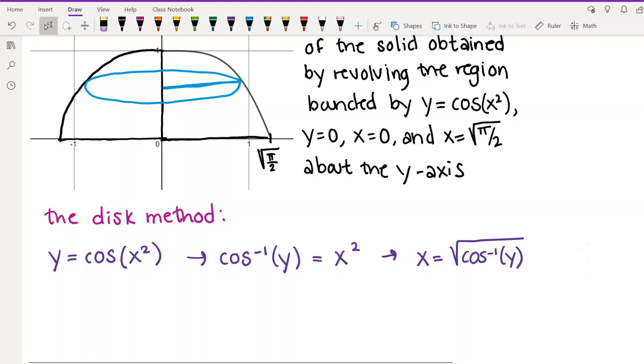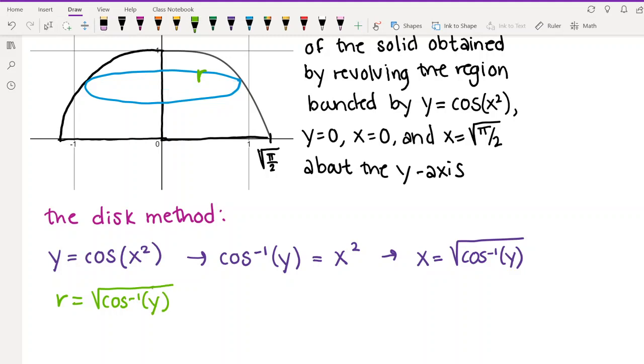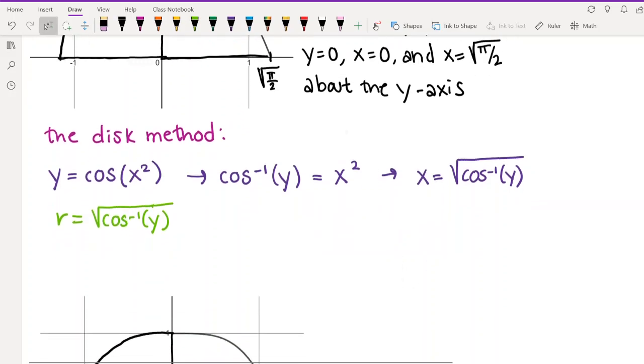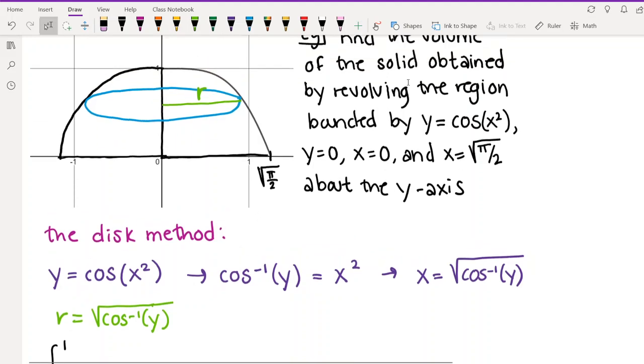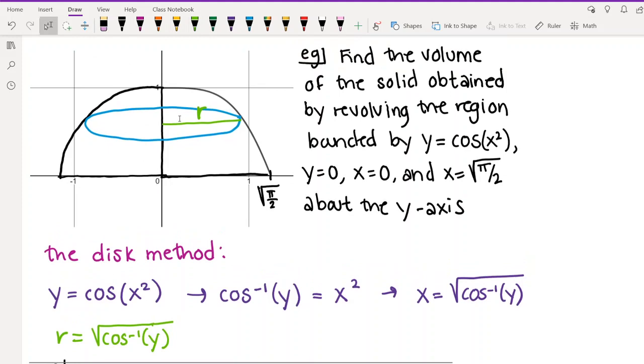Okay, so that would be our radius, right? So now we know that the radius would be equal to the square root of inverse cosine of y, because that's our graph, right? That's the curve that is determining that radius. Okay, so let's actually set up this integral. So this integral would now be the integral from 0 to 1, right? Because we're looking at the y values in this case, that would be included. And so it starts at 0, ends at 1.